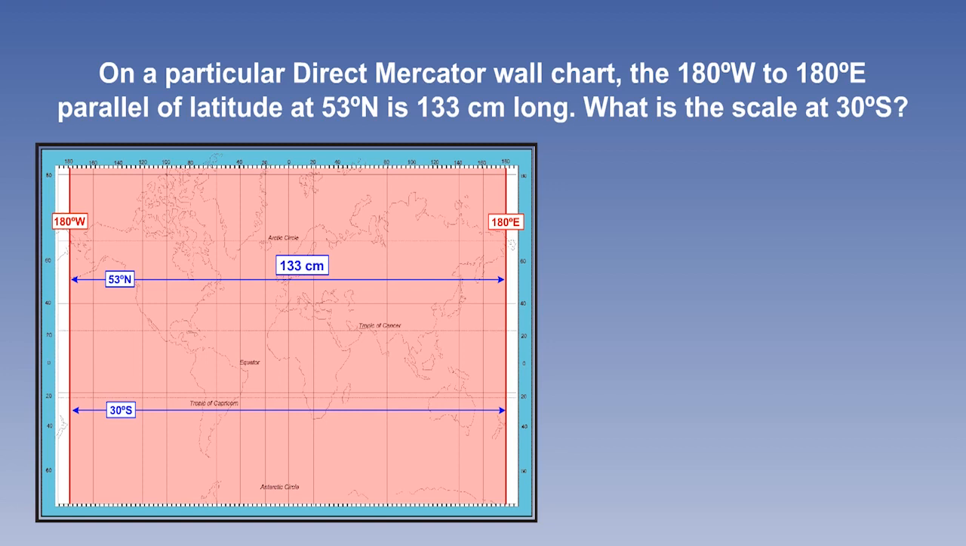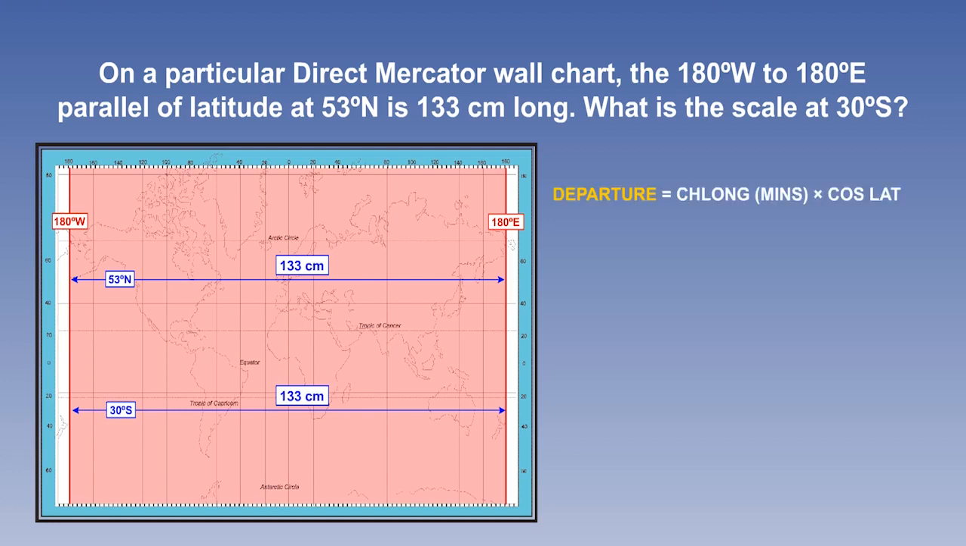The point is that if the east-west chart length is 133 centimeters at 53 north, then it is also 133 centimeters at 30 south. On a Mercator chart, the scale changes with latitude, and the departure between two meridians changes with latitude, but the chart length does not. The meridians are parallel. Just solve the problem at 30 south.